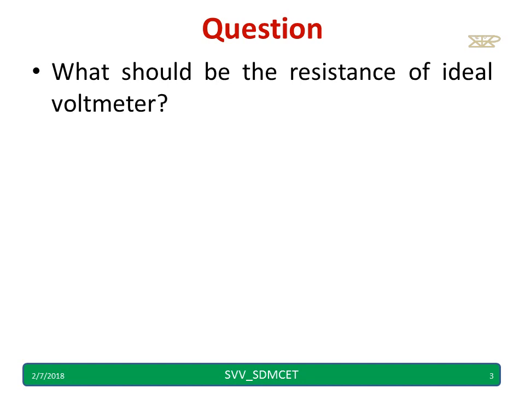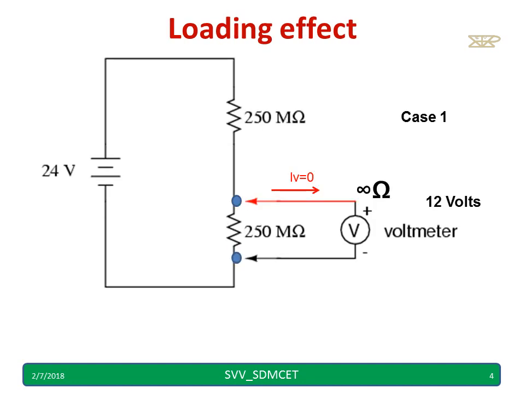Let us take this case and we'll address the loading effect. Take this example. In this, I have two 250 mega ohm resistors and 24 volts. Theoretically, if I calculate, the voltage across these two points will be 12 volts. Think that the voltmeter has an infinite internal resistance. Hence, I'll get infinity in parallel with the 250, which is 250 only. Hence, the voltage will be 12 volts. This is case 1.